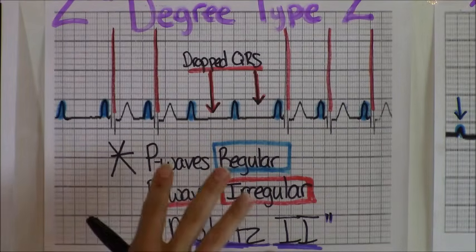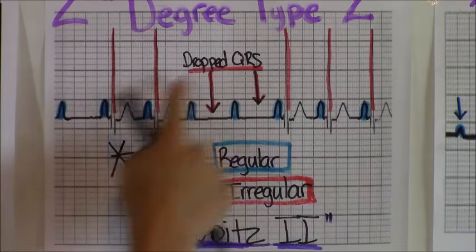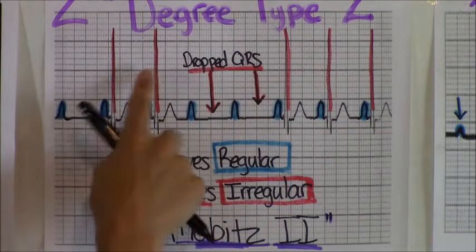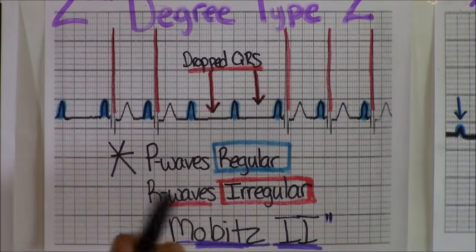Now we're going to look at R waves. In red, those are your R waves. And we have 1, 2, 3, 4, 5. So we have a ventricle rate of 50. And we're going to measure out our R waves.